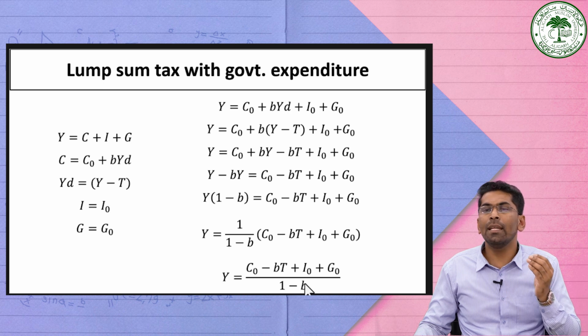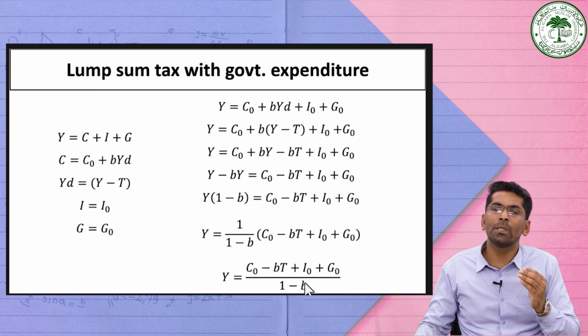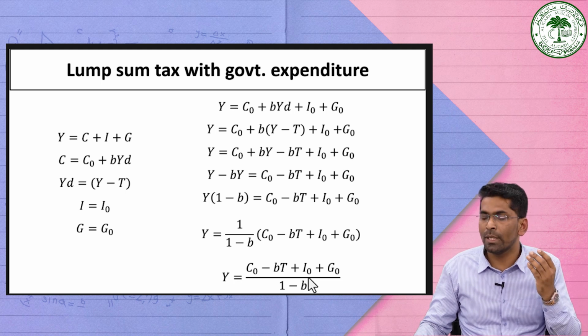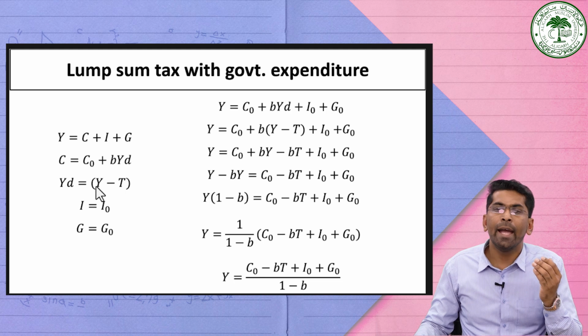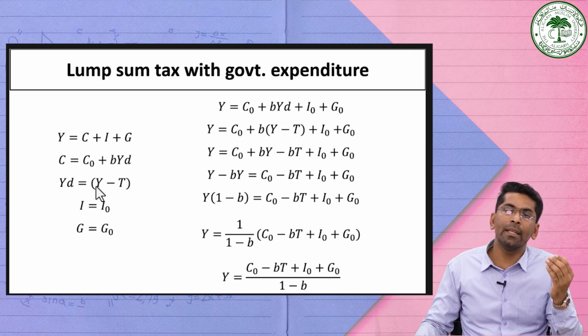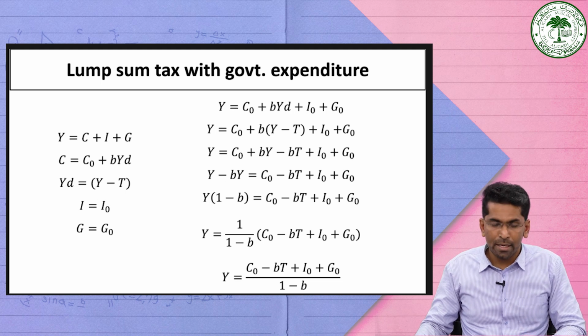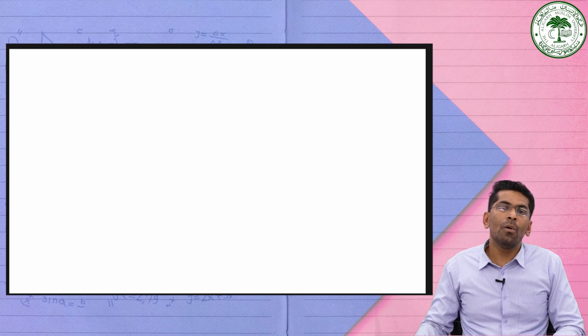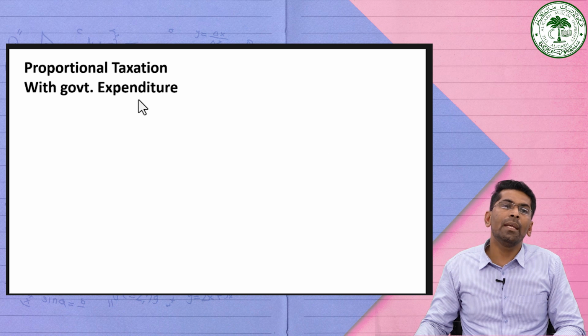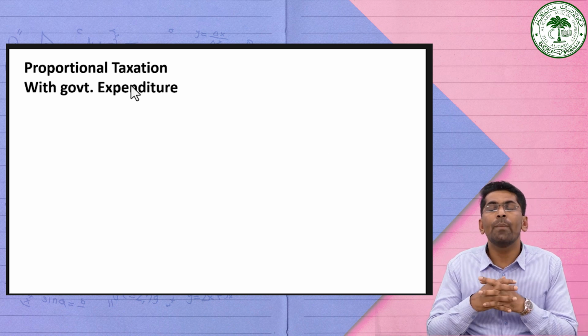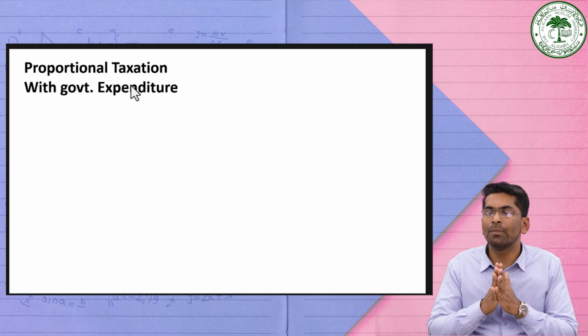So introducing the lump sum tax affects the disposable income available to the household. Of course, it will reduce the disposable income, which will in turn affect the consumption behavior and overall the aggregate demand in an economy. Now, what happens if the government imposes a proportional tax instead of a lump sum tax?